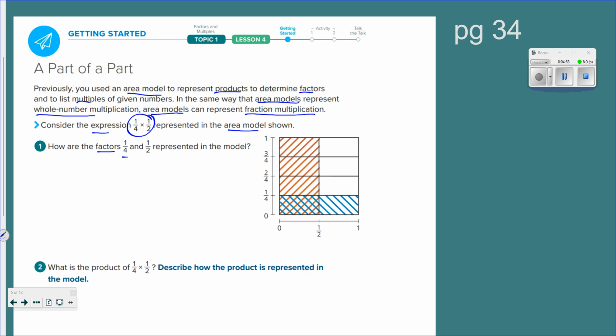So how are the factors 1/4 and 1/2 represented in my model? Anybody tell me? Very good. How are the factors 1/4 and 1/2 represented in my model? So which color is 1/4? Good. So as you saw, going up, we have a different fraction, right? And the 1/4 is represented in blue. So blue represents 1/4.